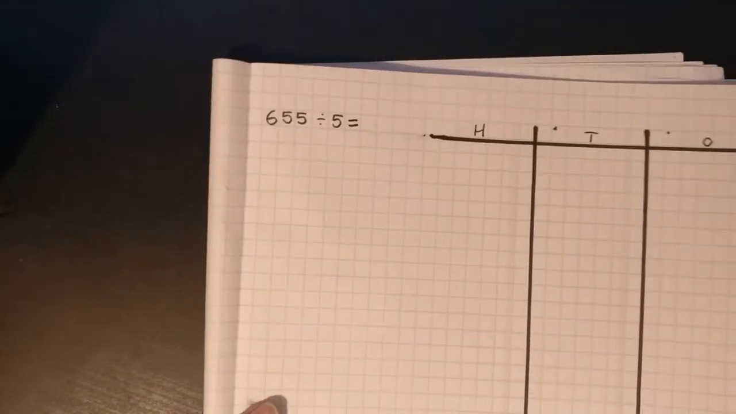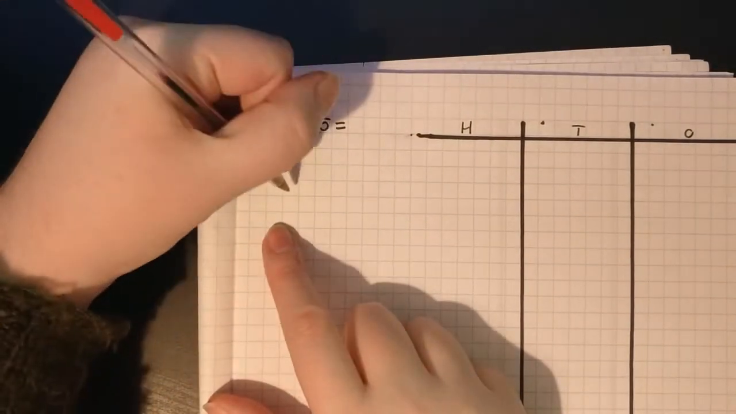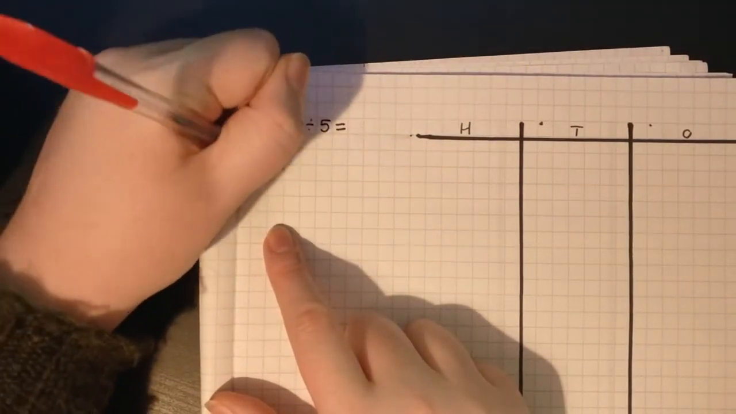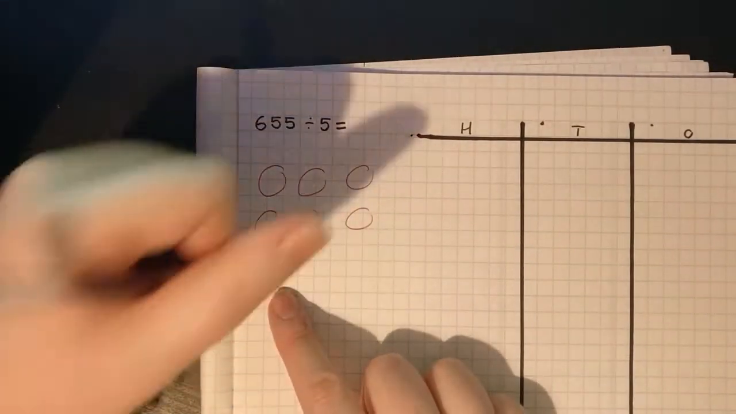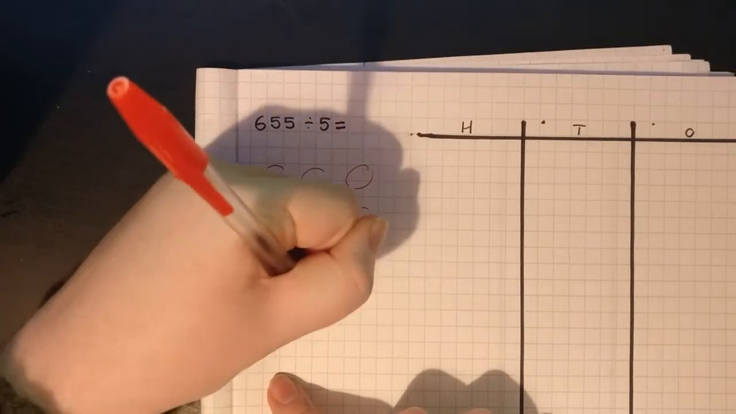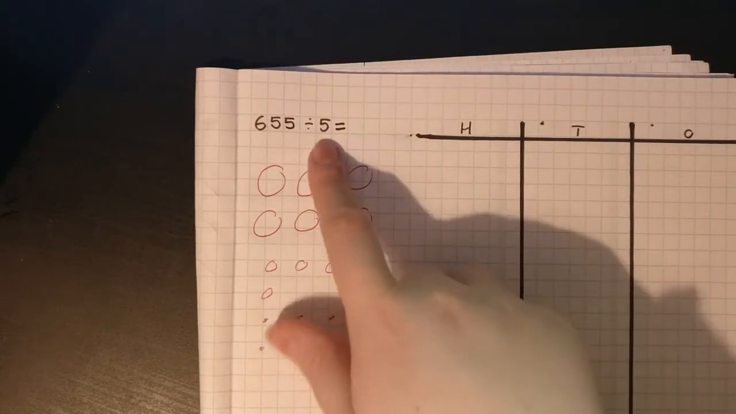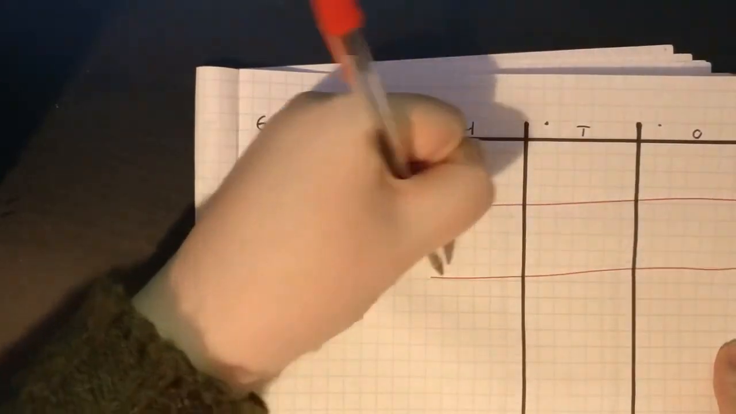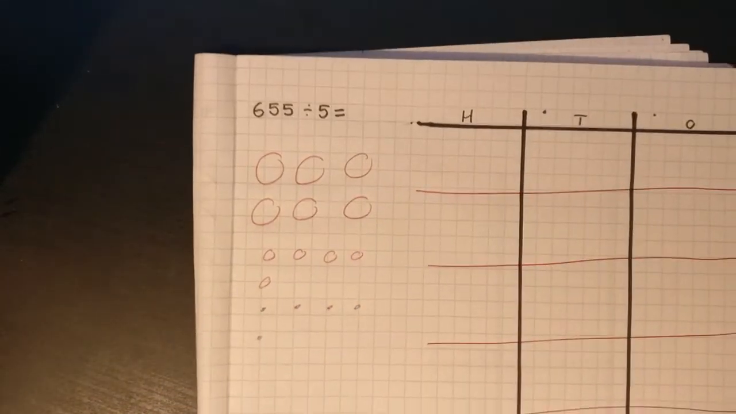Here we have 655 divided by 5. So first let's draw it out, or get your counters, or make it however you need to help you with this question. 6 hundreds. Then we've got 5 tens and 5 ones. So now it's time for me to share it into 5 rows. 1, 2, 3 rows, 4 rows, 5 rows.